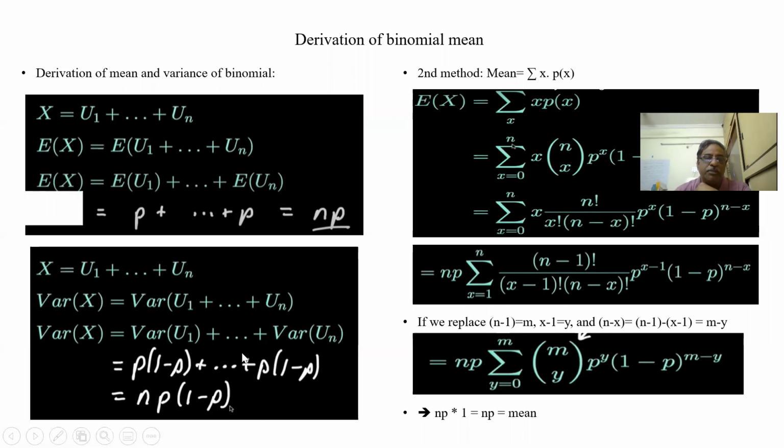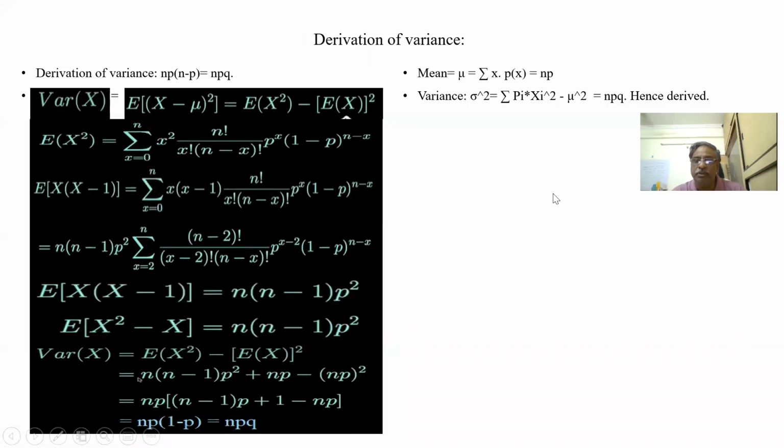But if we are not able to understand this, then we'll go for mathematical reference. This is a simple addition reference for mean of a binomial probability distribution. But let us go for a mathematical deduction. This we are not able to visualize.